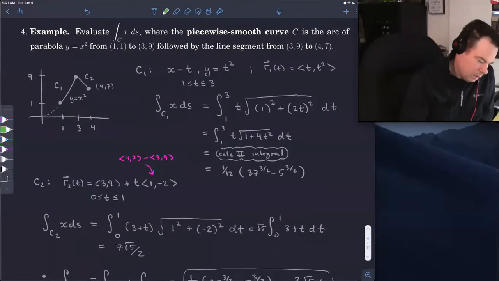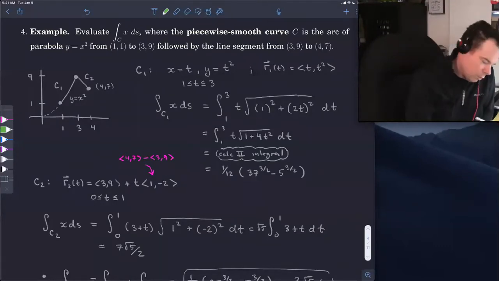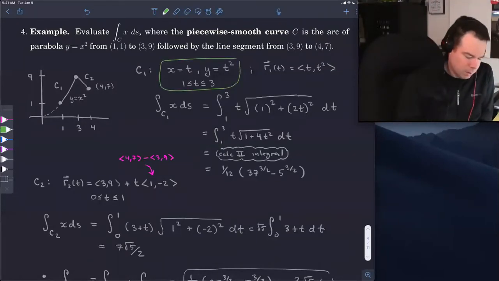And then we looked at a particular example where we computed the integral of the scalar function x with respect to arc length, where the curve was given by these two pieces. One was parabolic, the other one was a straight line. And so we had to come up with parameterizations for the curve. So there's our parameterization for that parabolic portion. And then we went and computed the integral for that.